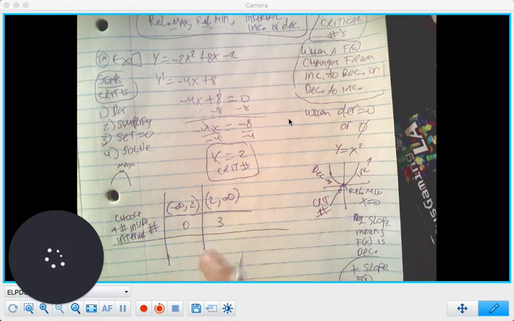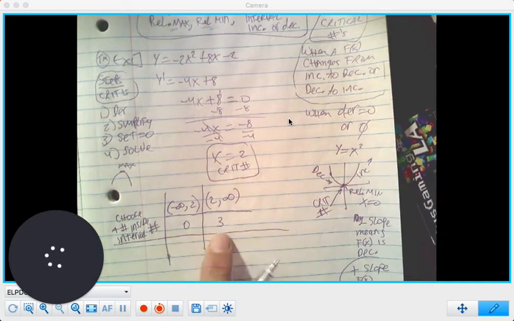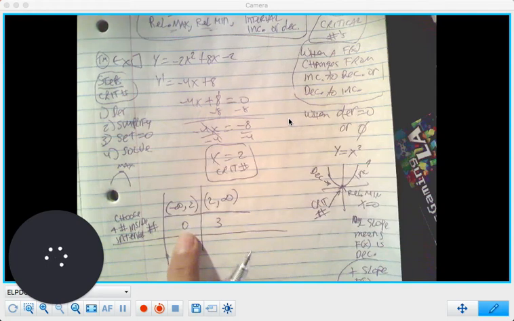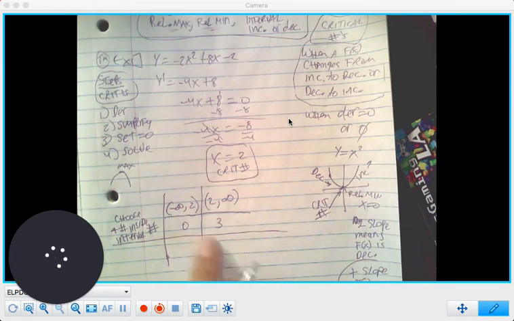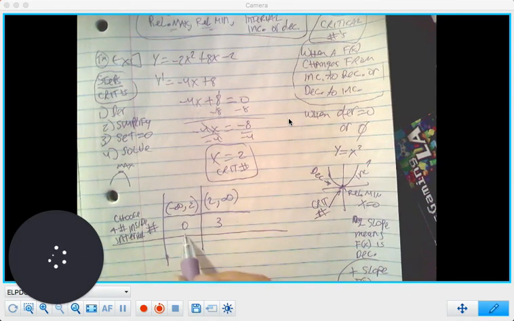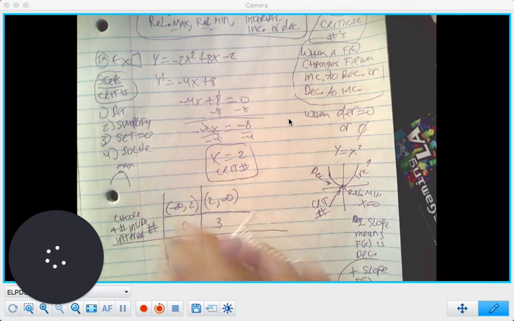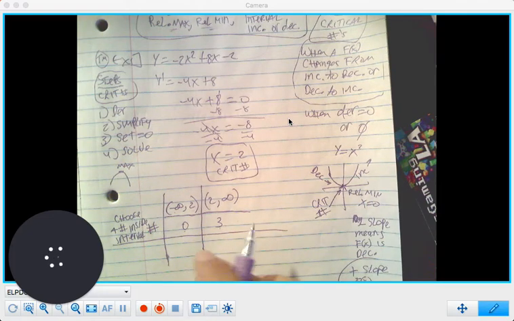I always get the same question. How did you come up with 0? You choose these numbers. Nobody's going to tell you. You choose them. The only requirement is that this number is inside this interval, and this one is inside. Every number has to be inside every interval.